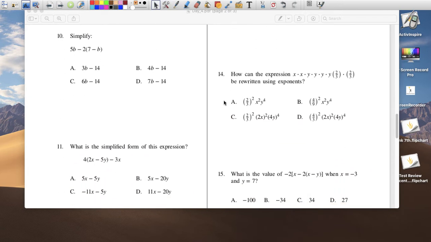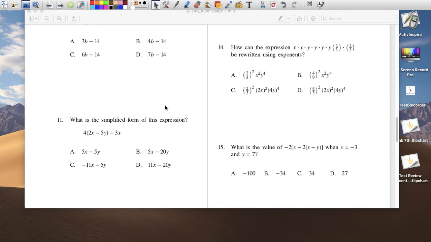14. Okay, use exponents, right? So x times y times y times y. So again, exponent is just repeated multiplication, right? So what do we have here? X times x, which is x to the second power. Y times y times y times y, so it's y to the 4th power. And 2/3 times 2/3, a shorter way of writing that is 2/3 to the 2nd power.